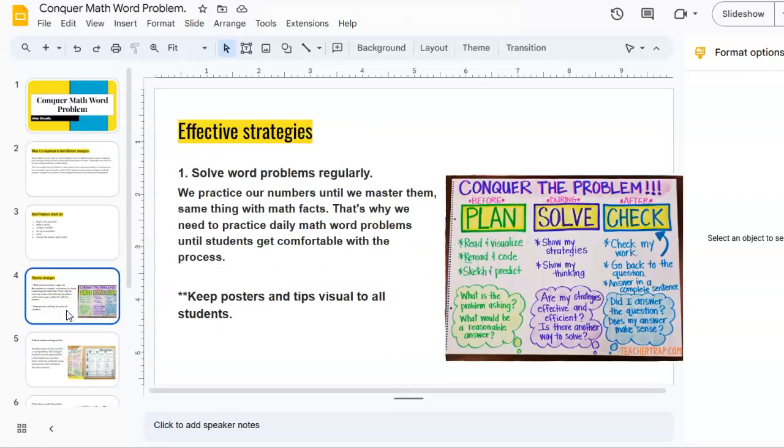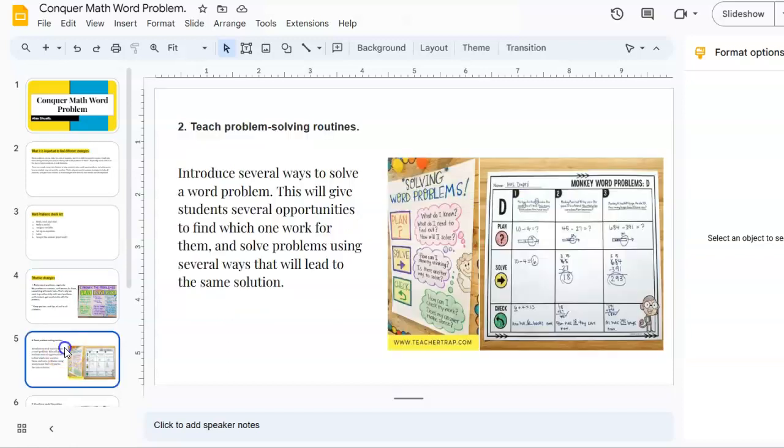And please, before I go, keep posters, keep hints and tips around the classroom. So help them with reminders for what they need to do and what to look for. Give them several routines. Don't give one routine for them. We discussed the first one. There's a second one. Plan, solve, and check.